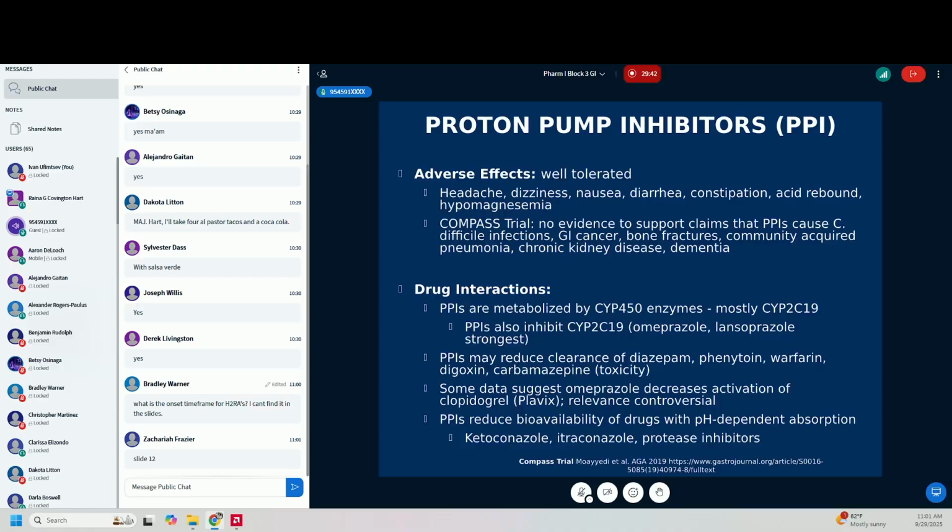We'll talk about clopidogrel or Plavix in the next block, but just understand it again. Big thing I want you to take away here, several interactions. We're worried about the fact that if I can change that pH, then that's when I'm worried about the fact that they're not going to be absorbed properly.